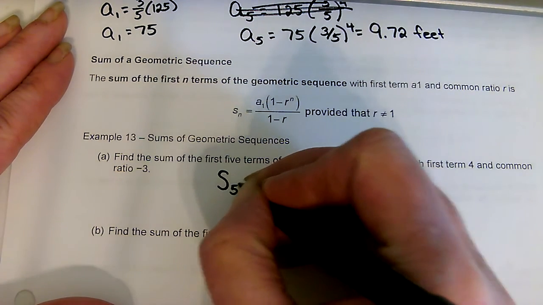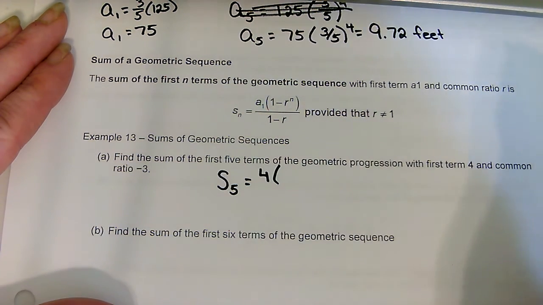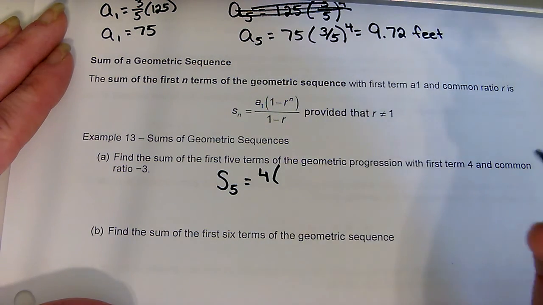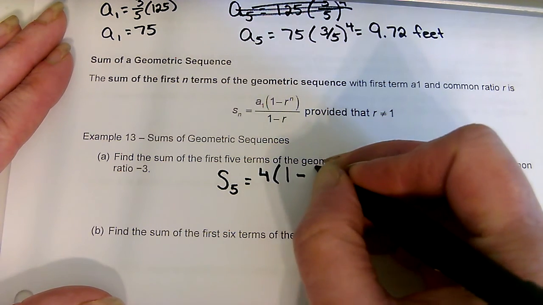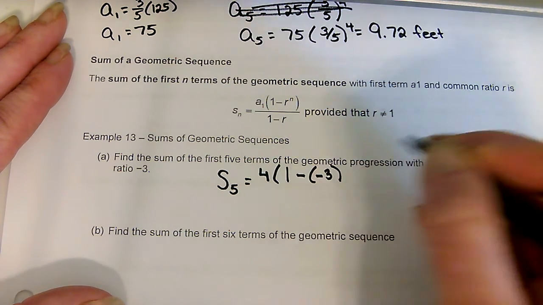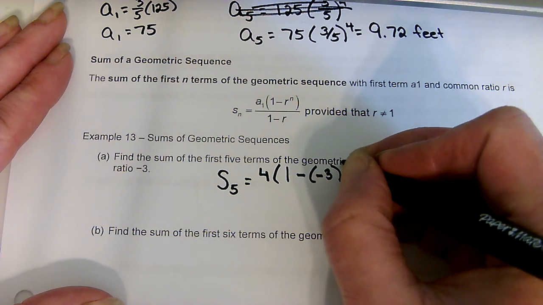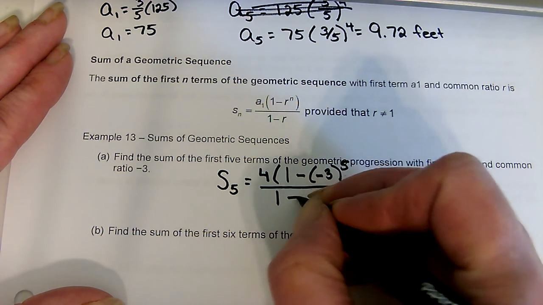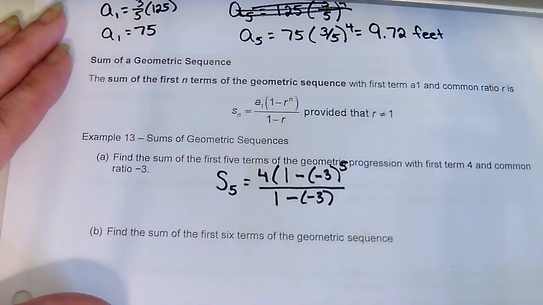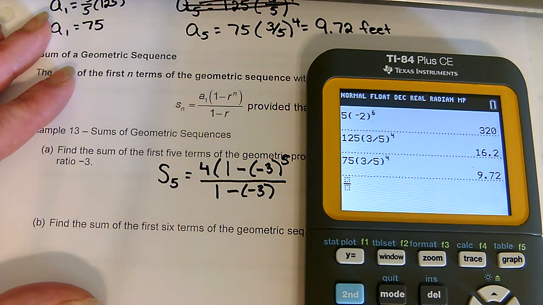So find the sum of the first 5 terms if the first term is 4 and the common ratio is negative 3. We have to be really careful with this one, even when we put it in the calculator, because it's negative 3 to the nth. So that would be to the 5th, because we're doing the first 5 terms, over 1 minus negative 3. I highly suggest just typing it into your calculator just like that.